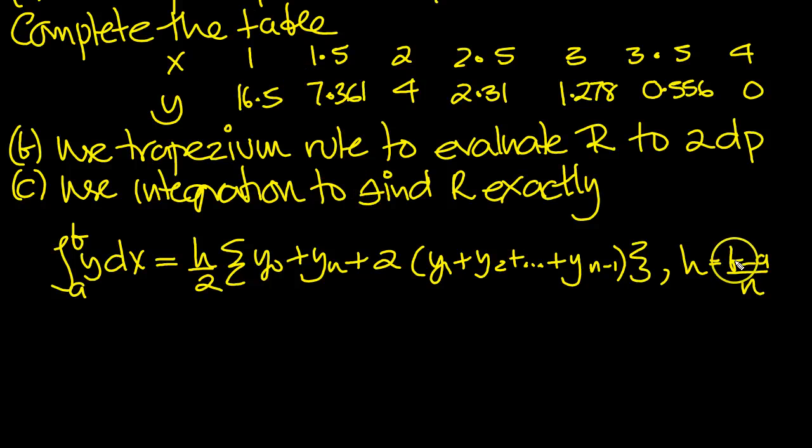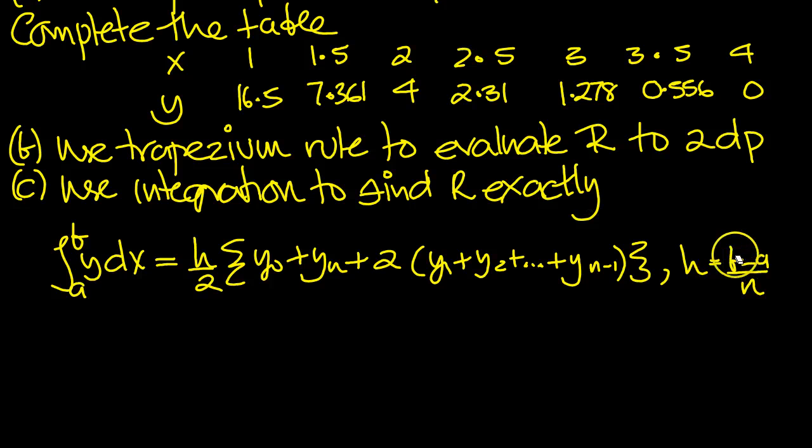Okay, so h is b minus a over n. We're integrating between 4 and 1, so b is 4, a is 1. 4 minus 1 is 3, over the number of intervals. Counting the ordinates, 1, 2, 3, 4, 5, 6, 7 ordinates, so n will be 6, won't it? It's the number of intervals, because we start from y0.